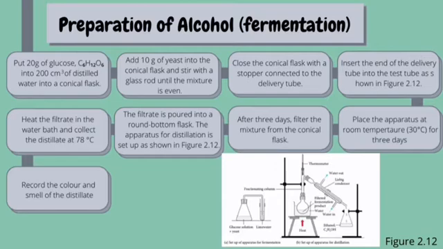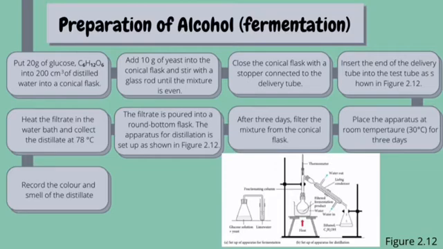Number 5 is place the apparatus at room temperature, which is 30 degrees Celsius, for 3 days. After 3 days, filter the mixture from the conical flask. Number 7 is, the filtrate is then poured into a round bottom flask. The apparatus for distillation is set up as shown in figure 2.12. Number 8 is, heat the filtrate in the water bath and collect the distillate at 78 degrees Celsius. And lastly, record the color and smell of the distillate.